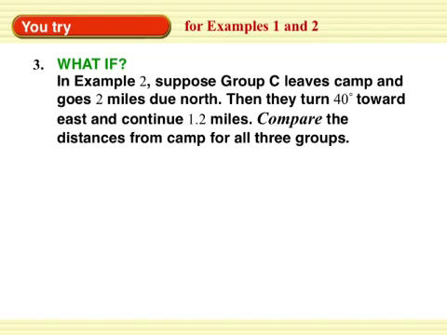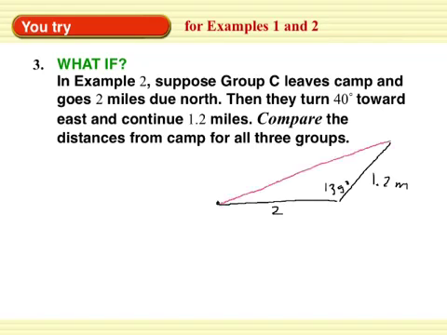Okay, you try again. In example 2, suppose group C leaves camp and goes 2 miles due north. They turn 40 degrees towards east and continue 1.2 miles. Compare the distance from camp for all 3 groups. Let's see if we can do this. I have group A went 2 miles, and then this was 135 degrees, and this was 1.2 miles. And we have this unknown. Group B went 2 miles, and then 1.2 miles. This was 150 degrees, and then we went back.